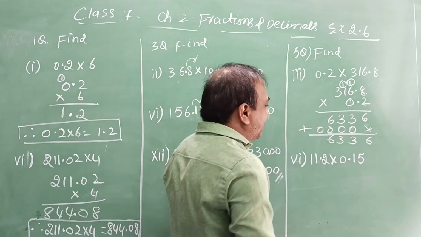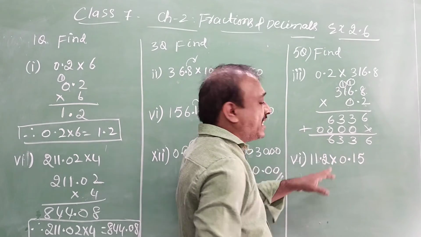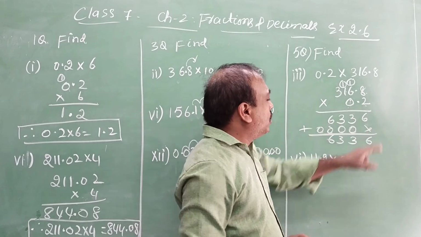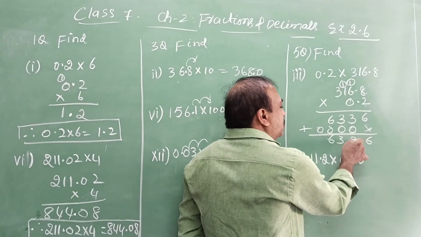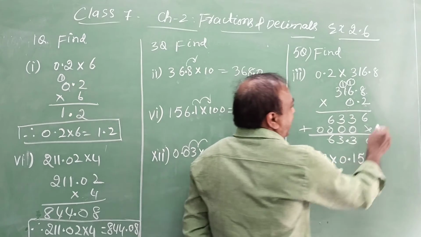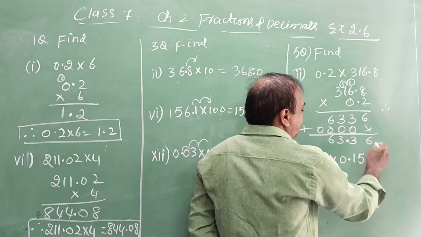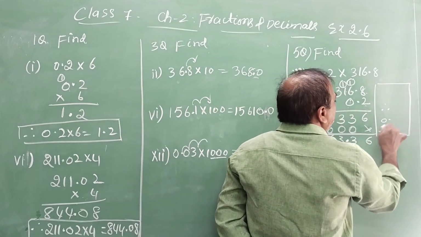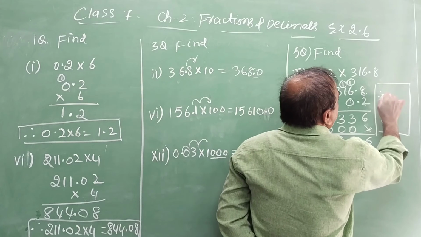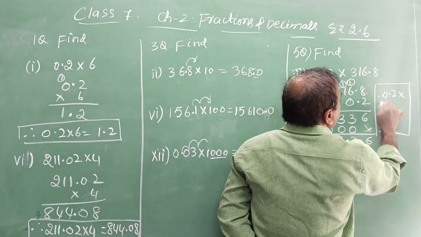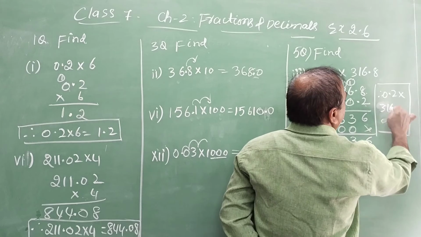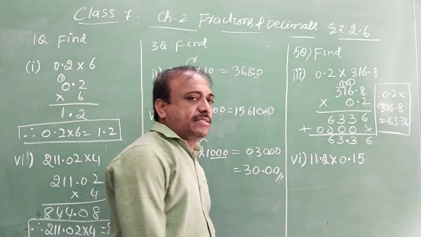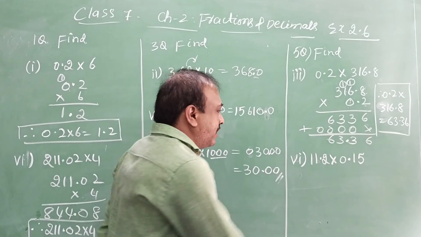After the decimal point, this side is not necessary. If it is necessary, you can place. Now, after a decimal point, here 1 digit, here 1 digit. Total how many? 2. 1, 2. So answer is 63 point. Therefore, answer you can mention over here. That is 0.2. In the box I am writing answer. Therefore, 0.2 into 316.8 is equal to 63.36. Let us see the next one more question.